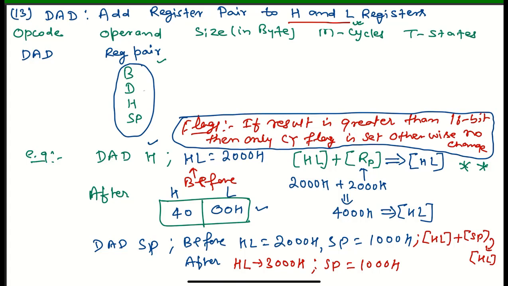And here it is performing 16 bit addition. So now we will talk about the size. If you see this instruction, DAD H or DAD SP, all those instructions are written in the form of only alphabets. So if it is only alphabets, then the size in terms of bytes will be only 1 byte. So the size for this instruction will be only 1 byte.